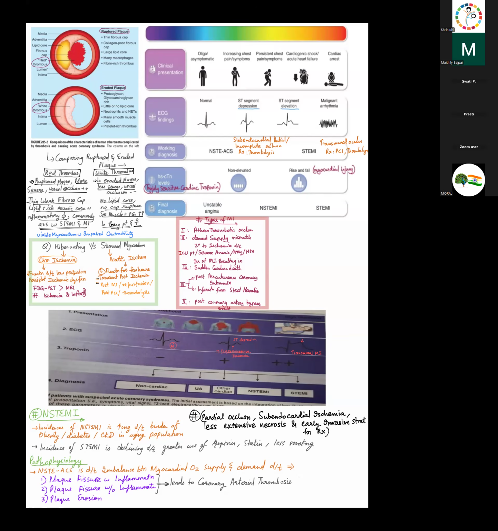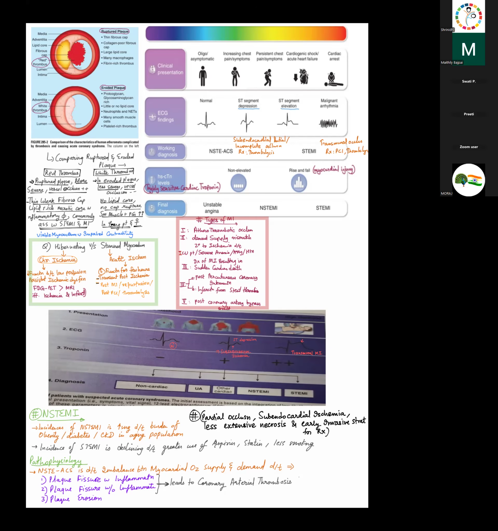So, a patient coming with a clinical presentation that is oligo or asymptomatic, then we'll do the ECG, which comes to be normal. Then the working diagnosis can be NSTE-ACS, and on doing the cardiac markers, the highly sensitive cardiac troponin may not be elevated, so the diagnosis may be unstable angina.